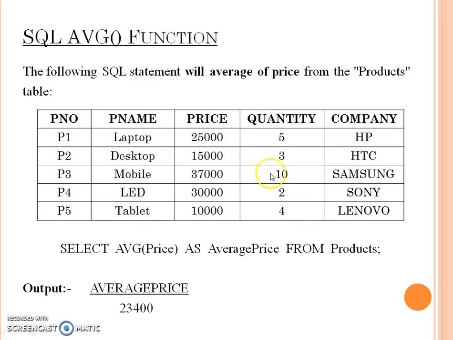Next we have the average. As you have seen up till now, all the aggregate functions have been done using the same syntax. The only thing that changes is the name of the aggregate function. To find out the average of the price column, the query is written as select average price as average price from the table name, that is products. So the output is average price and the value is 23,400.